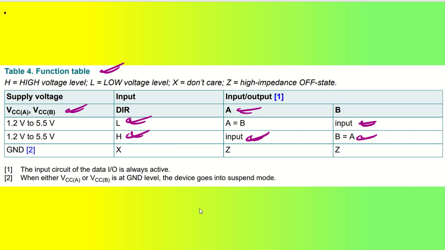One more thing you can see is that if VCCA or VCCB, any one of them or both of them are low, or voltage is not given, then the IC will not work. It will go into suspend mode or shutdown mode. So you have to make sure the voltage level is available on both pins, VCCA as well as VCCB.